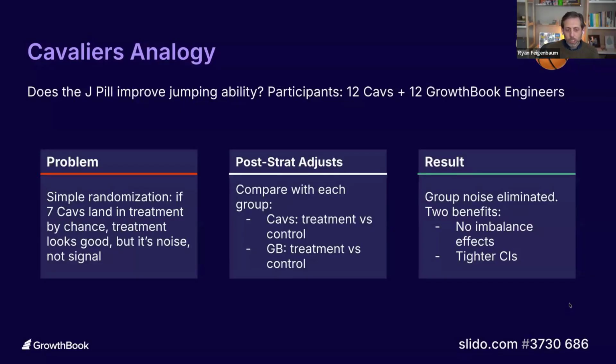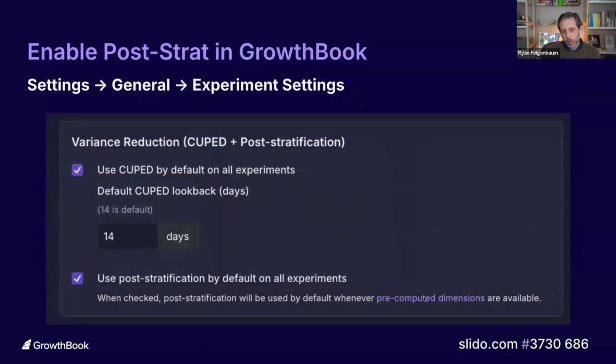Cool. Thank you, Luke. Again, a quick slide here about how you can enable this in GrowthBook. It's pretty simple. You can go to settings, general experiment settings, and there's a toggle to set post-stratification on by default. You can see there's a note here about having pre-computed dimensions, but it's very simple to set up, and we have good docs on this if you need them.